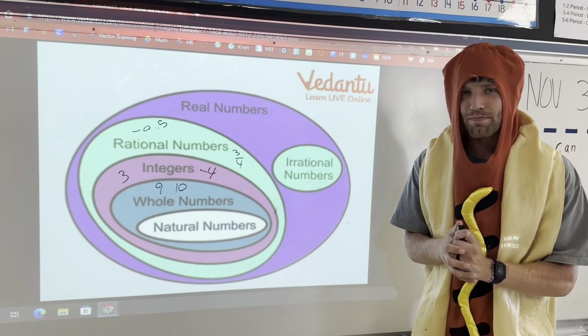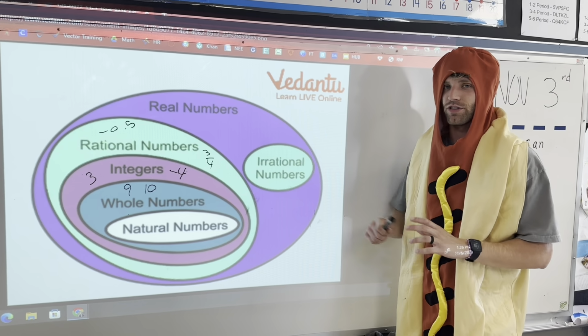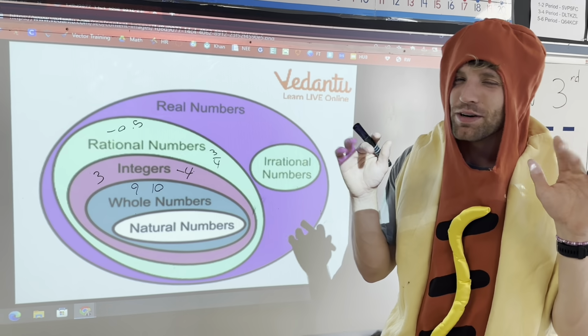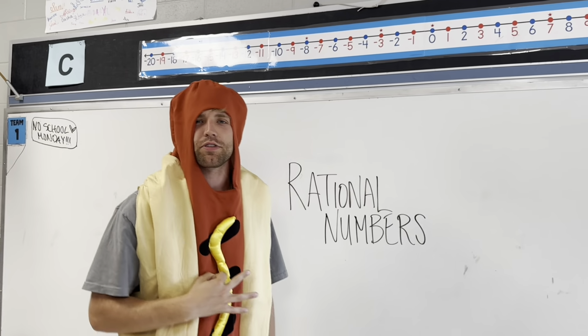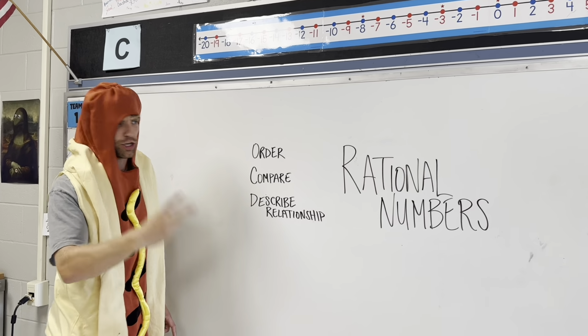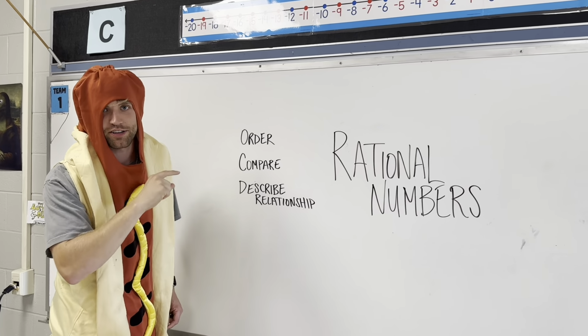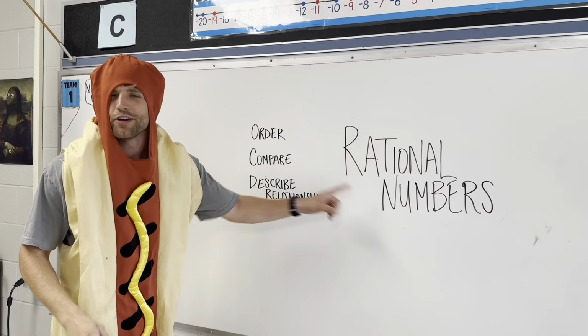Now, as you progress in math, there comes some spooky math, which includes irrational numbers. But don't worry, we're not going to deal with any of that spooky math today. To be proficient on your next test, you'll have to do these 3 things. 1, order rational numbers. 2, compare rational numbers. And 3, describe the relationship of rational numbers.